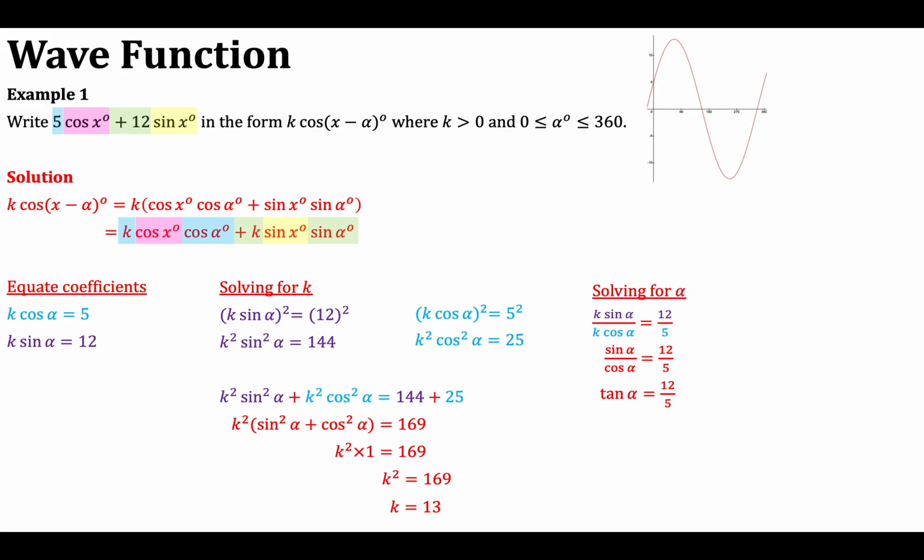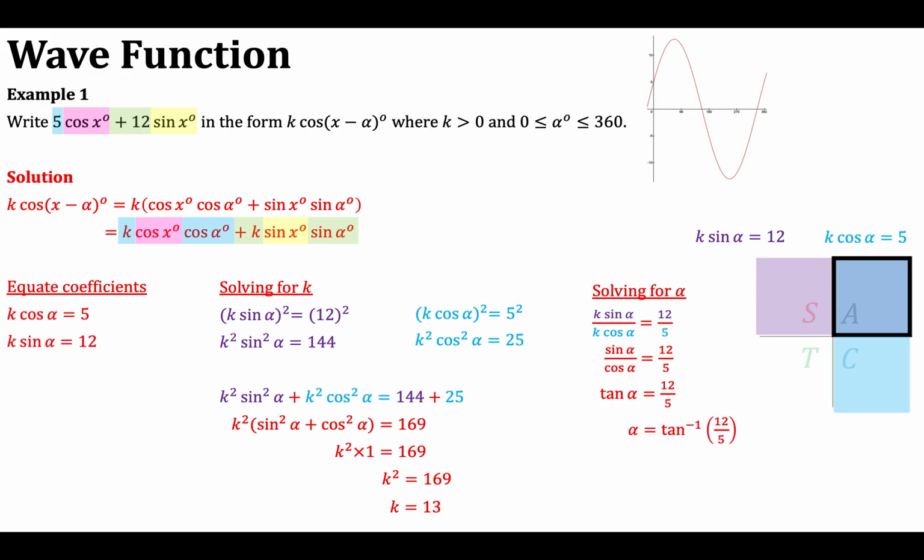Now we need to know which quadrant the angle alpha will lie in. So we can employ our CAST diagram for this, or you could look at the graphs. You can see here that k sin of alpha was equal to 12, that was positive, so the answer for that would have come from the first and second quadrants. And k cos of alpha equal to 5, that's also positive, so those answers would have come from the first and fourth quadrants. So we can see then that our answer for alpha will come from the first quadrant. So inverse tan of 12/5 is equal to 67.4 degrees.